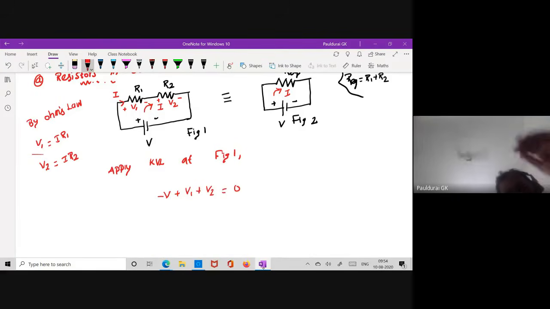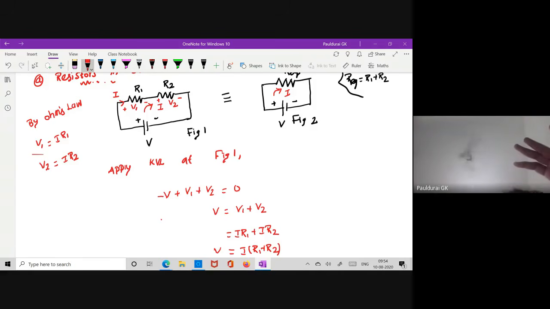Now replace V1 by IR1. So it becomes V equal to V1 plus V2, which is equal to, what is V1? I times R1. What is V2? I times R2. Which is equal to, take I as common, so it becomes R1 plus R2. Okay, now this is my V. Any doubt till now?